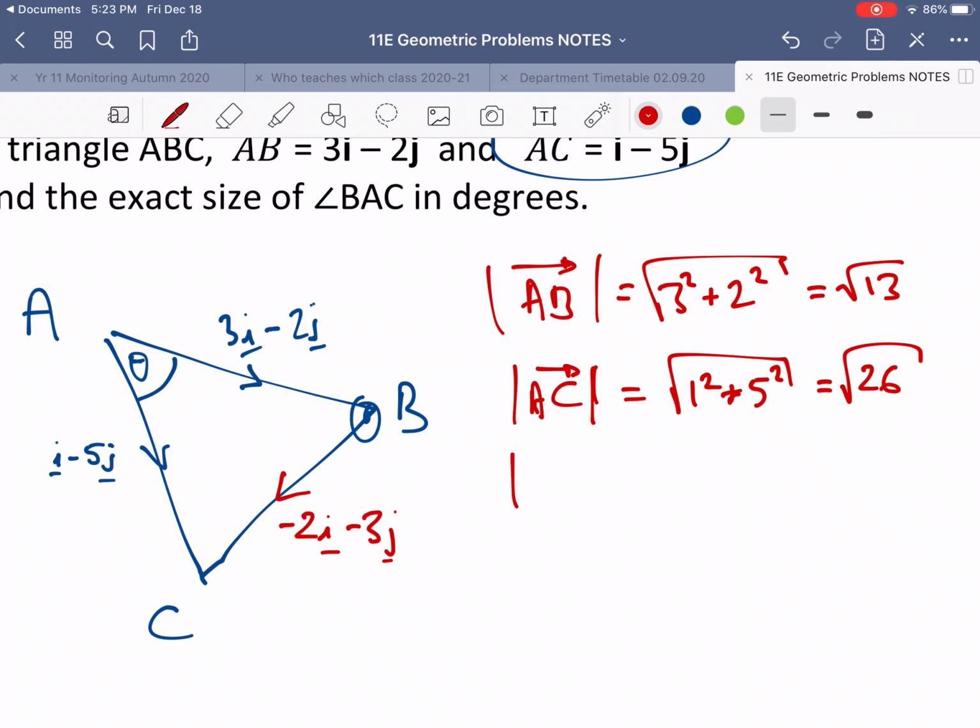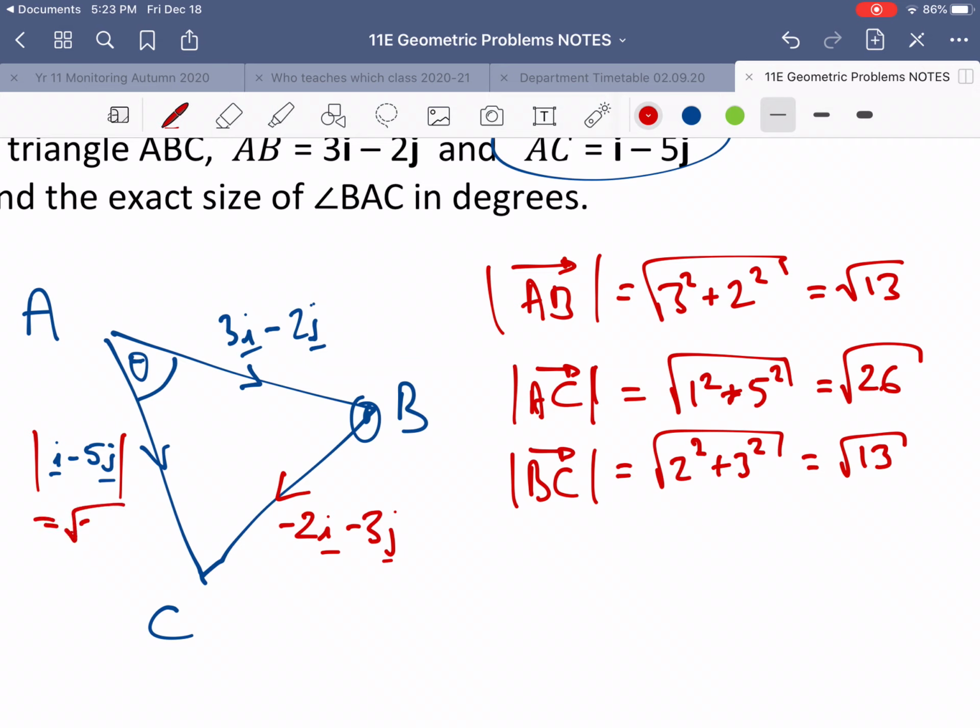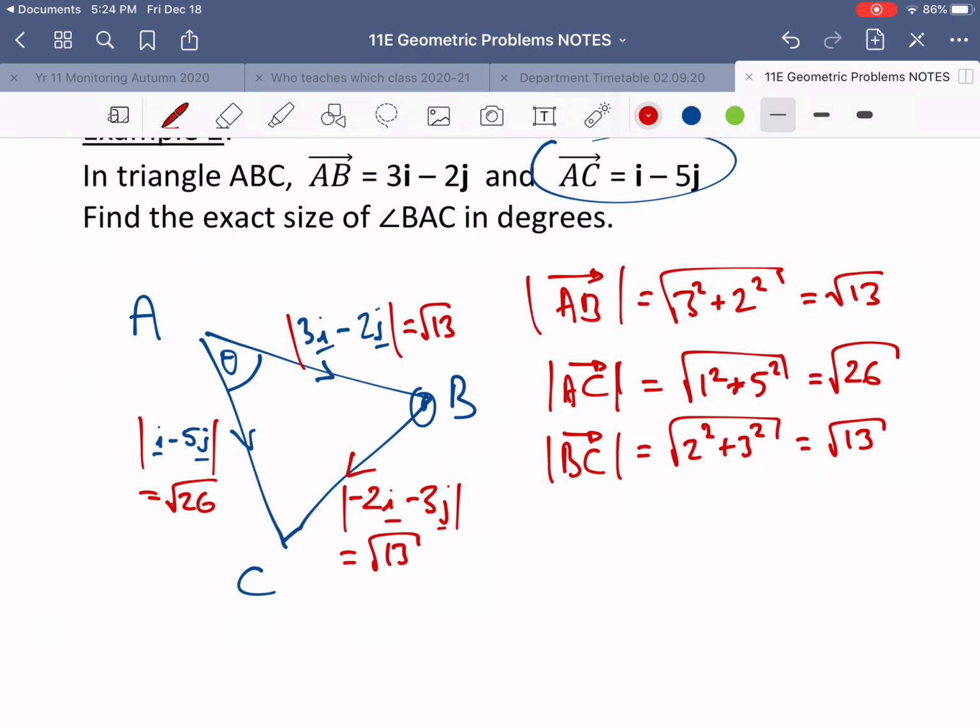And then I'm going to do the modulus of B to C, which is the square root of 2 squared plus 3 squared, because that's the same as doing negative 2 all squared and negative 3 all squared. And that gives me also root 13. So now I know that length there is root 26. This length here is root 13, and that length is also root 13.